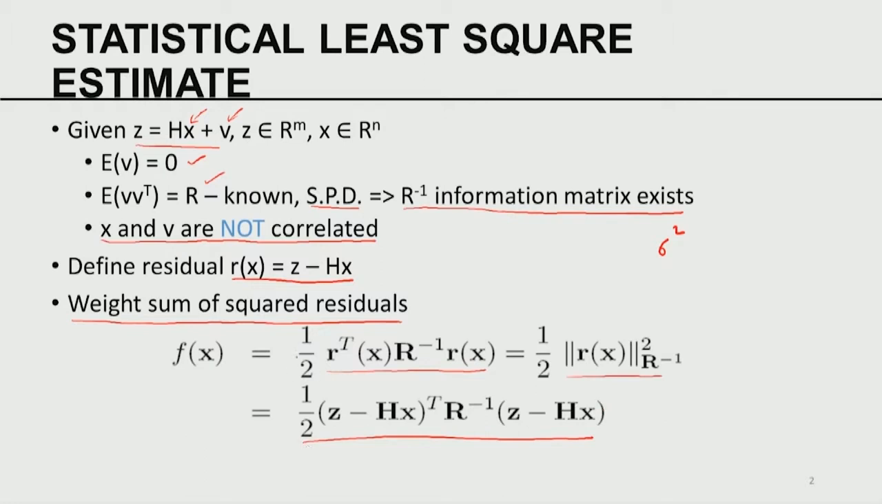I have stuck in a factor of half. I have already argued that many of the arguments do not change. The only convenience of the half is that it simplifies a little bit of the algebra.